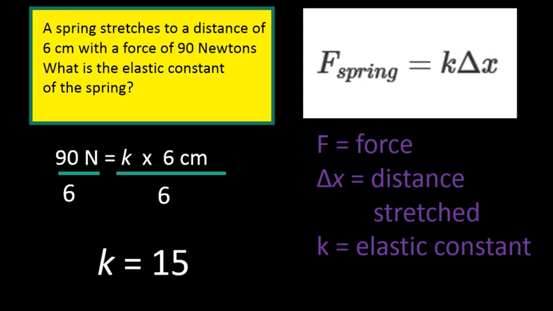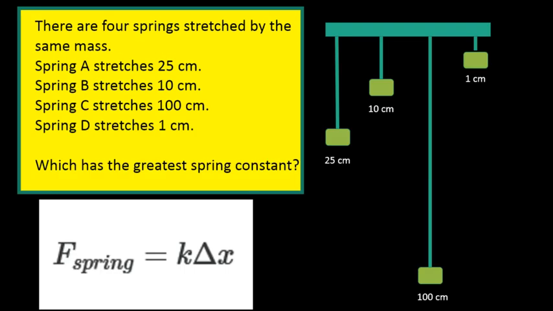And my final example here is more intuitive, not even using the formula. Here we have 4 springs stretched by the same mass. Which spring has the greatest spring constant? Spring A stretches 25 centimeters, spring B 10, spring C stretches all the way down to 100 centimeters, and spring D only stretches 1 centimeter. So if each weight at the end of each spring is the same, which spring is the strongest?